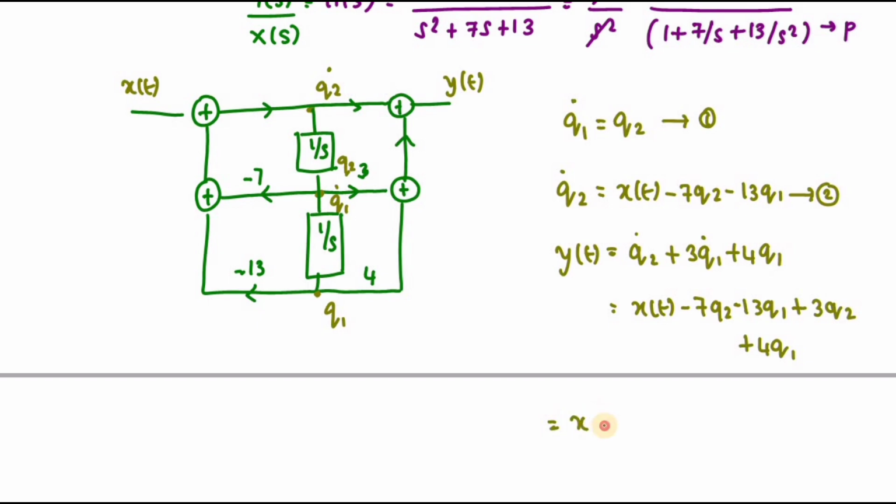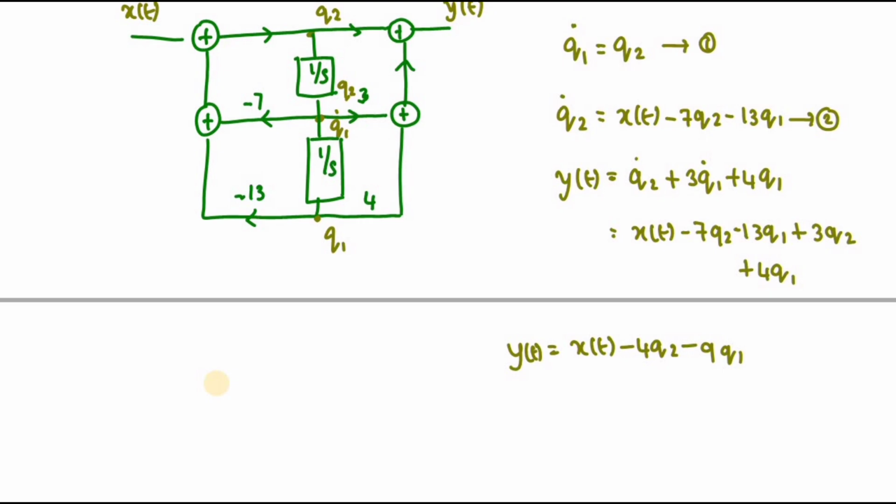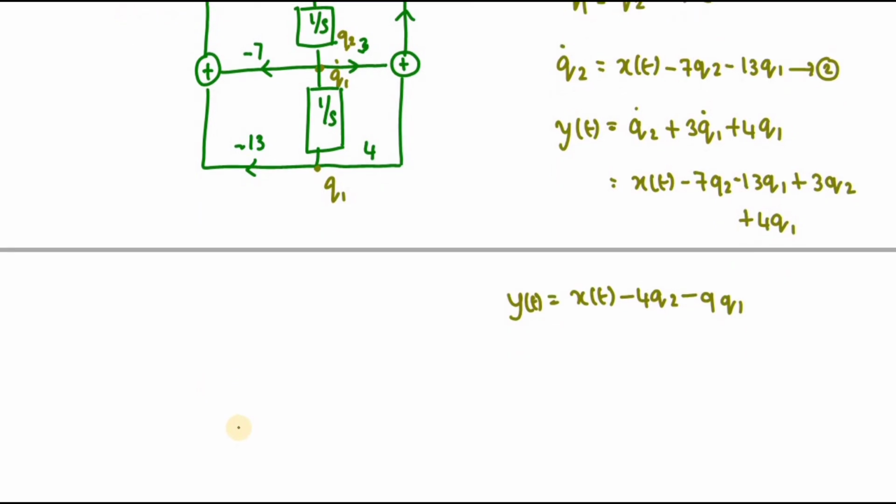So what is my equation now? x(t) minus 4 q2 minus 9 q1. This is your y(t), right? So from the above equations, I can write what is q1 dot and q2 dot.